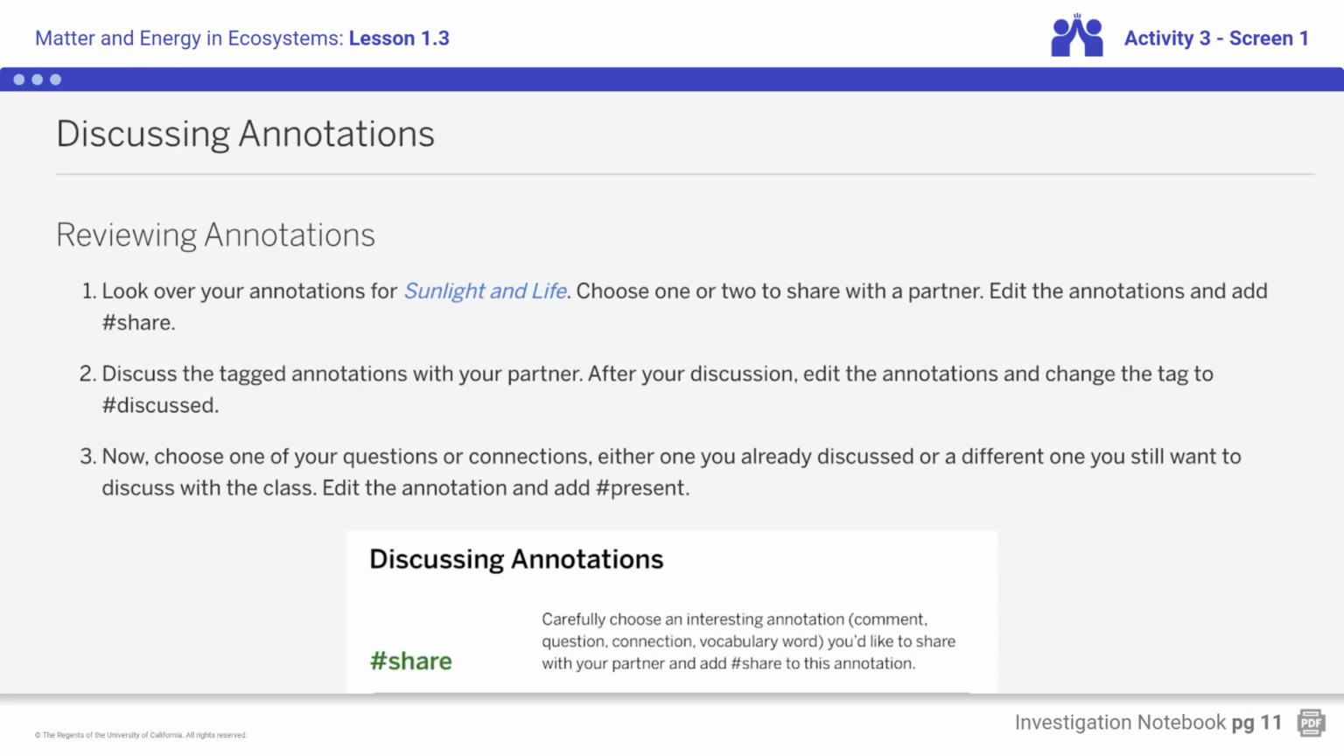Students, review and mark your annotations with hashtag share. Change the tags of your shared annotations to hashtag discussed if you think the partner discussion gave you a deeper understanding or if your tagged questions were answered. Prepare for class discussion by choosing a question or connection and marking it with hashtag present. You can choose the same annotation you discussed with your partner if your question is still unresolved.